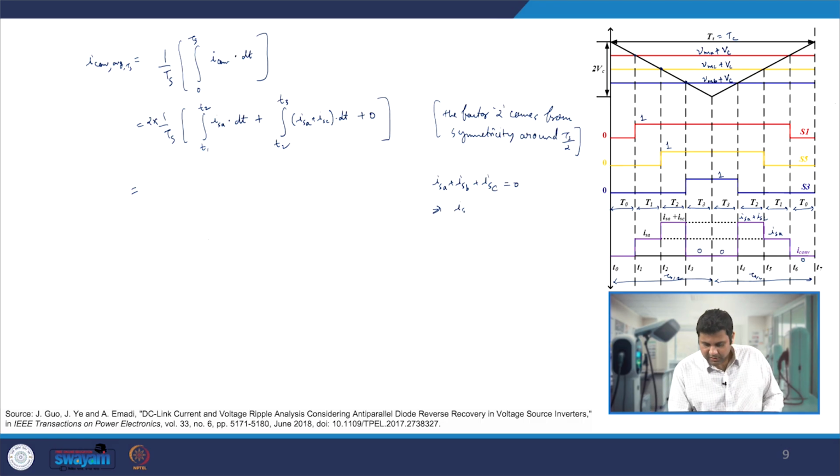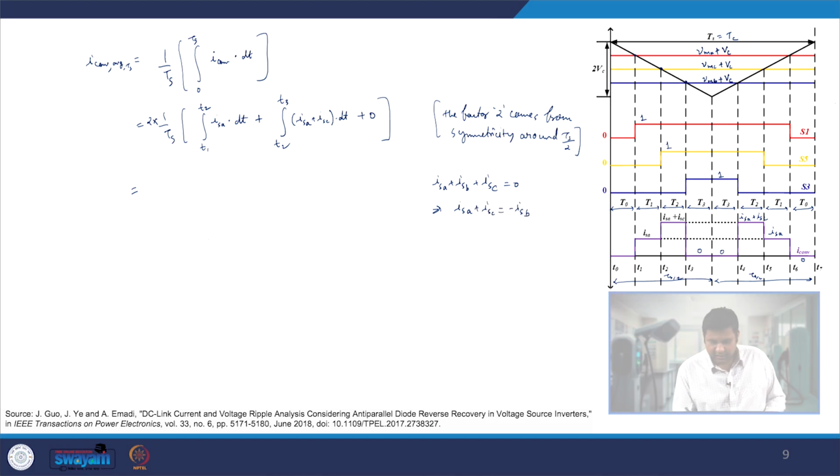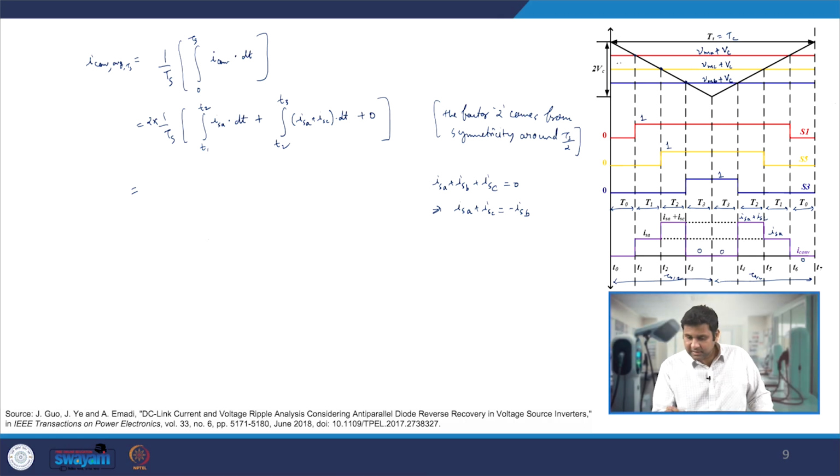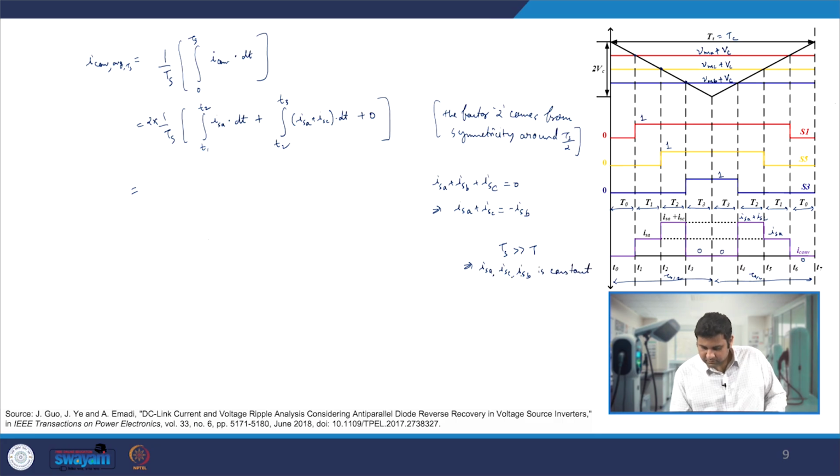That's when we can say ISA plus ISC is minus ISB. And since ISA, ISC and ISB are the sampled current values in that switching cycle, and we know that our switching cycle Ts is very much greater than T, we can say that ISA, ISC and ISB are constant in the Ts duration.